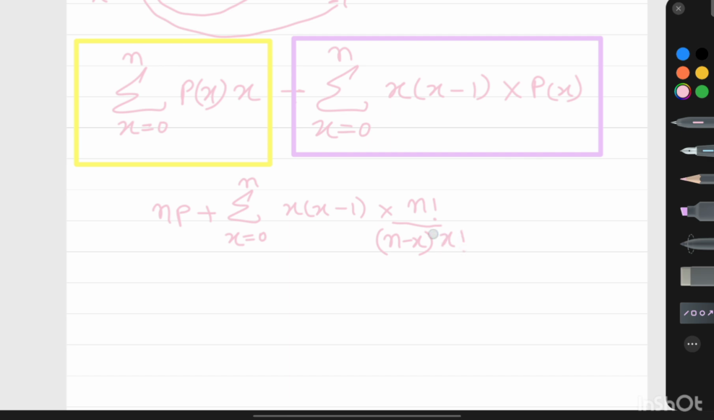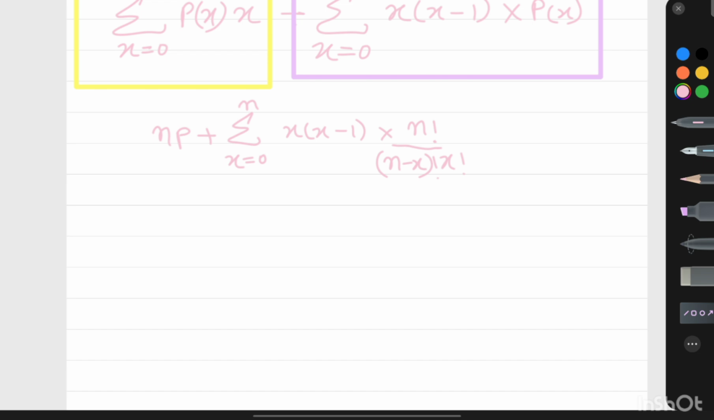Now we need to know some things before moving further. That is, can we write n factorial as n minus 1 and n minus 2, right? We can go till 1, right? This is the format of factorial. Can we write x factorial as x minus 1 x minus 2 factorial? Of course we can write. Let me just highlight this part.